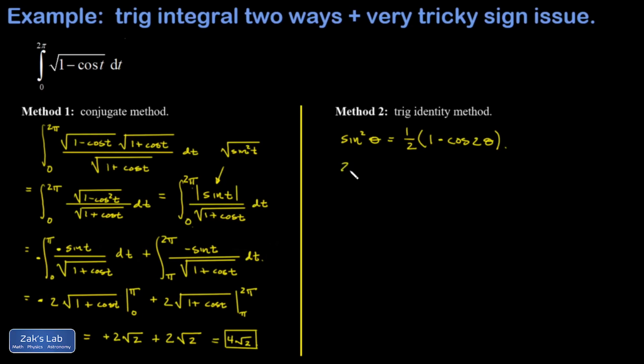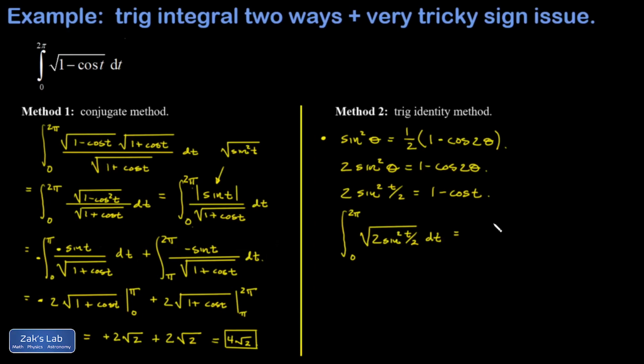So I'll go ahead and multiply both sides by 2. And now I'll just replace theta with t over 2, and I end up with 2 sine squared t over 2 is equal to 1 minus cosine of t. So I'm going to replace 1 minus cosine t in the integral with 2 sine squared t over 2. And the square root undoes the squaring inside of that. I'm also going to pull out a factor of square root of 2 out in front as I'm going.